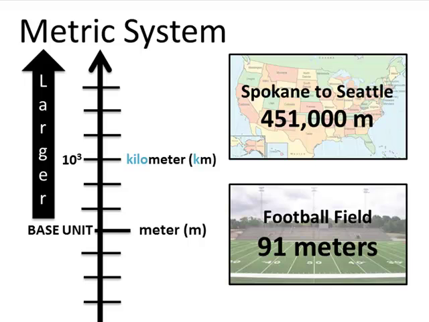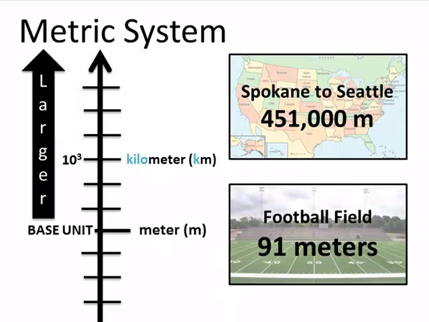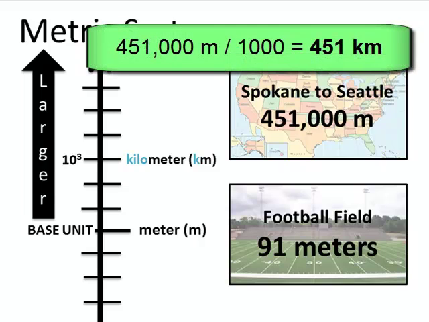451,000 meters, by adjusting it by a value of 1,000. In any case where you're dealing with numbers larger than the base unit or larger than your initial value, we can always divide by the value of the prefix. In this case, divide by 1,000. So one way to change meters to kilometers is to take 451,000 and divide it by 1,000. This will give me the answer that there are 451 kilometers in the distance between Spokane and Seattle. That's one way to do it.